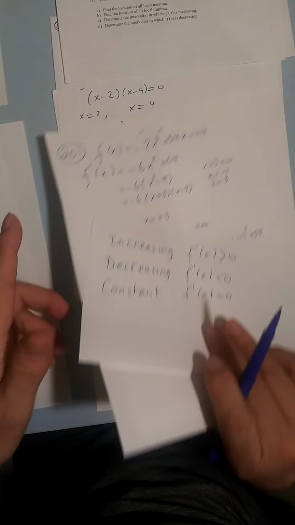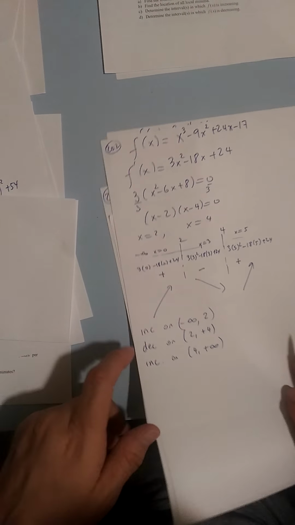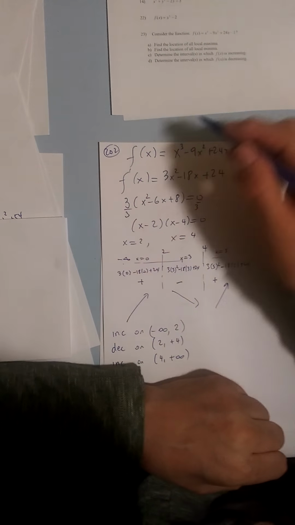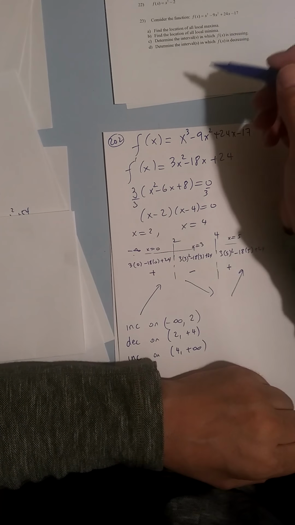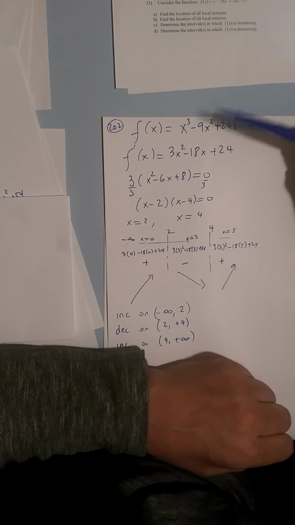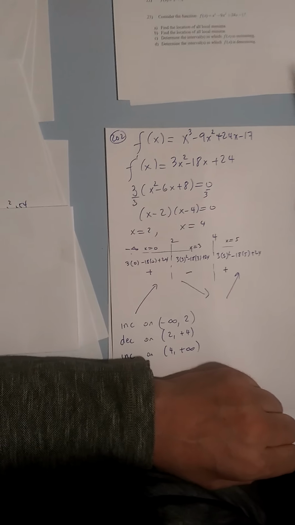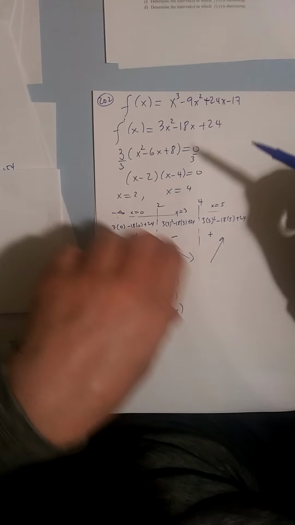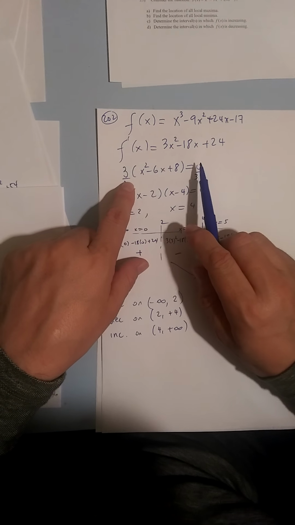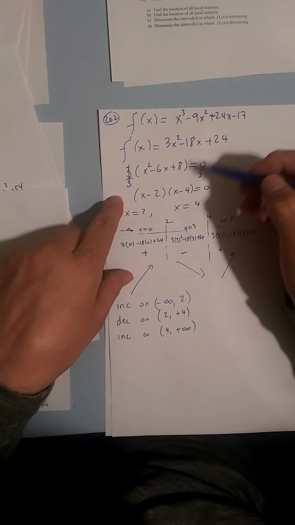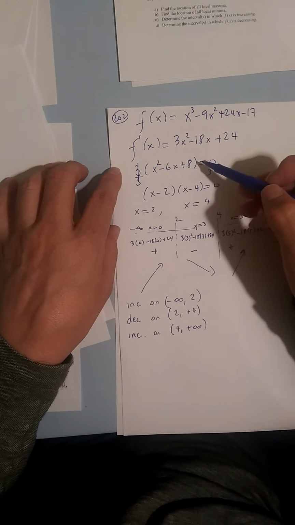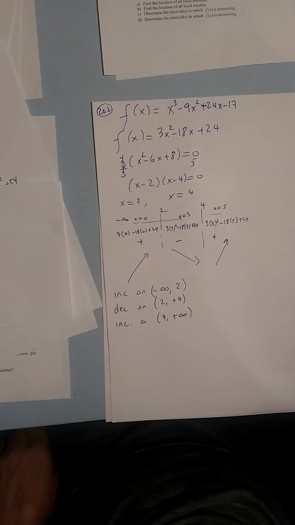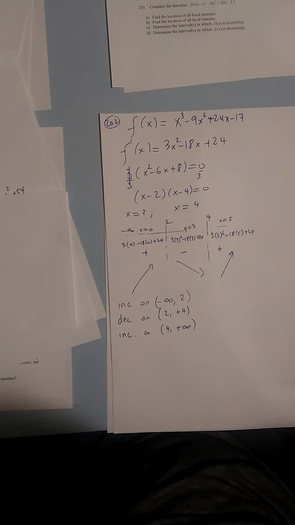Let's do another example. Let's do this example. f of x equals x cubed minus 9x squared plus 24x minus 17. Well, we need to find the derivative first. f prime of x is 3x squared minus 18x plus 24. Let us factor out a 3. So 3 times x squared minus 6x plus 8 equals 0. Divide both sides by 3, so we don't have to deal with this 3. Factor this, and it gives you x minus 2, x minus 4 equals 0. So x equals 2 and x equals 4. Those are special points. They could be critical numbers.